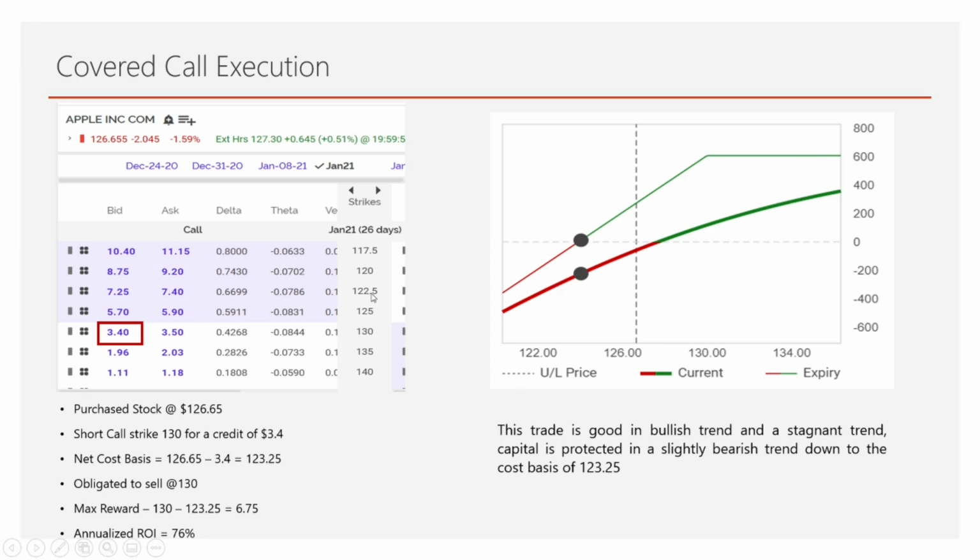I repeat, the strike at which the stock price is trading is called at the money. All the higher strike prices are called out of the money. All the lower strike prices are called in the money.